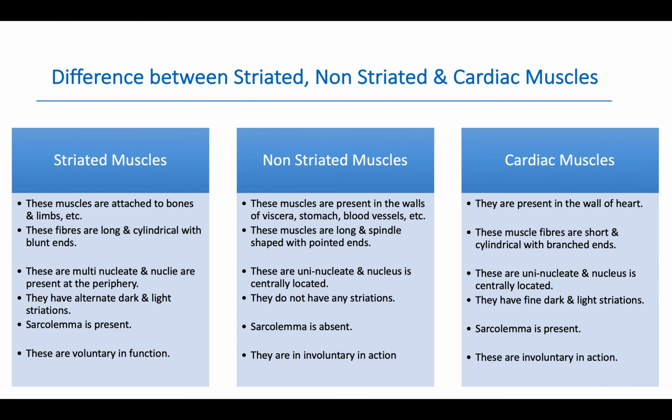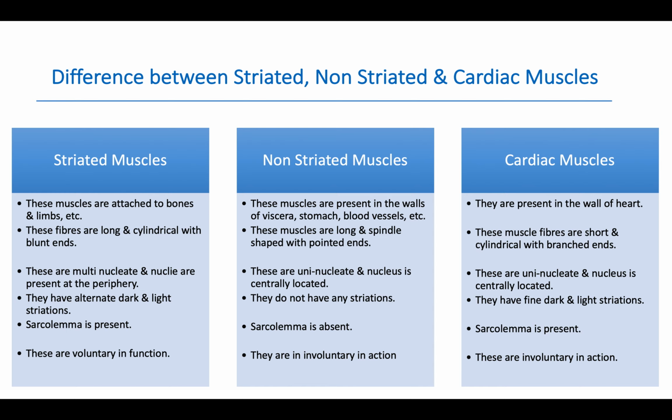Differences between striated, non-striated and cardiac muscles. From the examination point of view this question is important because it can be asked in different forms. Striated muscles. These muscles are attached to bones and limbs, etc. While non-striated muscles are present in the walls of viscera, stomach, blood vessels, etc. While cardiac muscles are present only in the wall of the heart.